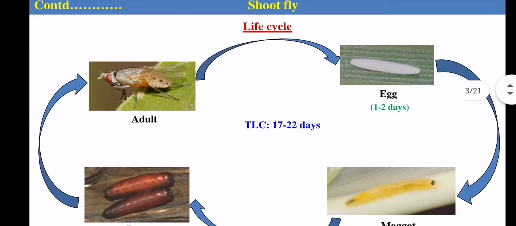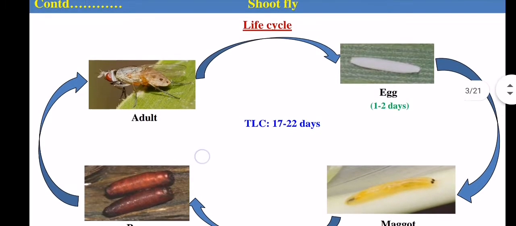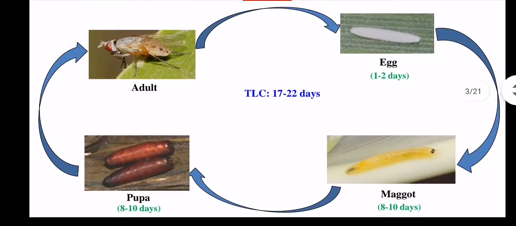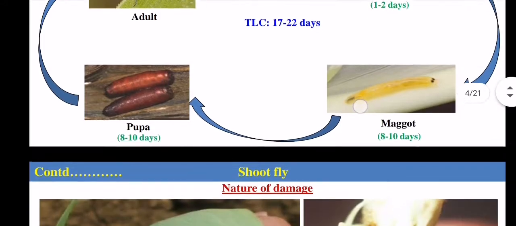If we talk about the life cycle, there are four major stages of this insect. First is the egg, then the egg transforms into the maggot, the maggot transforms into the pupa form, and the pupa transforms into the adult form. The total life cycle of this shoot fly is 17 to 22 days. Mainly this pest completes its life cycle in 17 to 22 days.